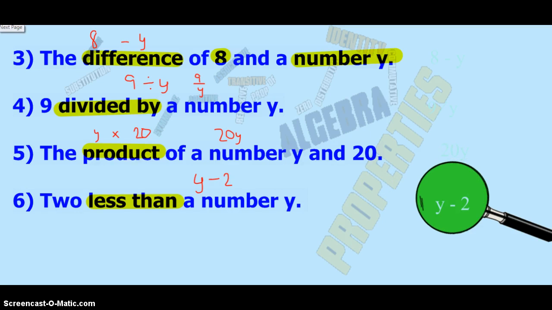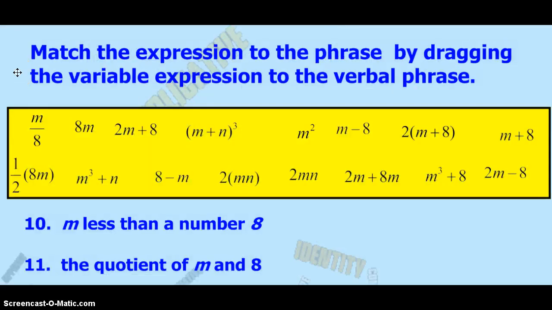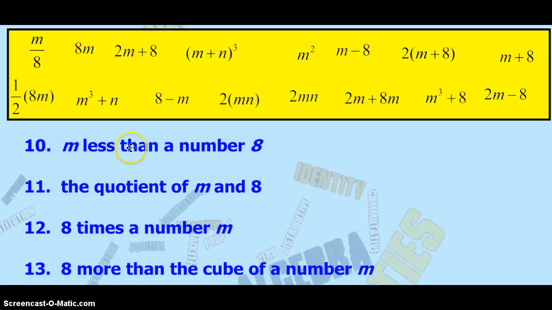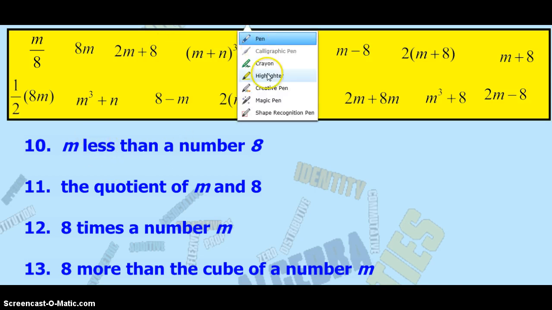I want to show you some where you're going to see some more difficult examples. So let's take a look at some of these. These get a little bit more tricky because you have a lot of expressions that are similar in nature. So let's take a look at this one. It says m less than a number. m less than a number.